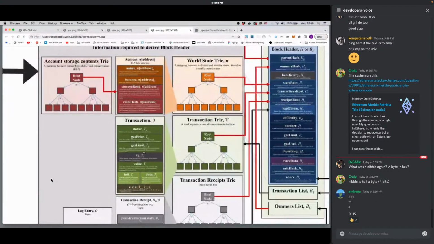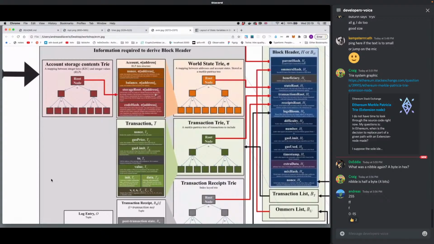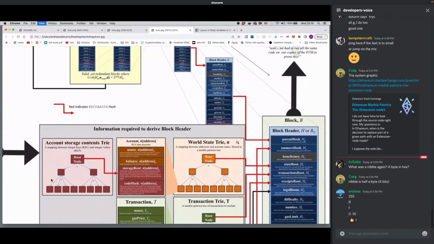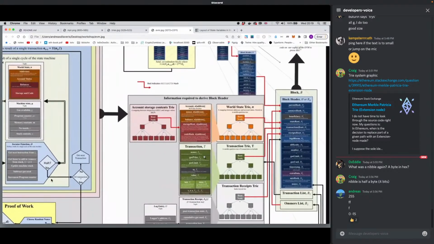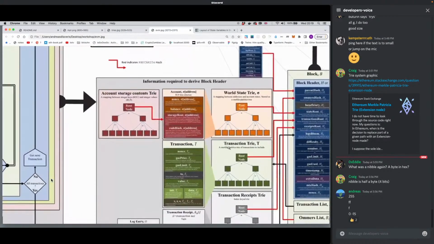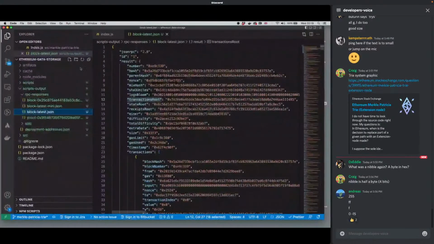I haven't done it yet, but if you go off and do your own reading about this stuff, you'll encounter this really good diagram that shows you the whole process of the EVM and how it works. As far as we're concerned, we're not going to touch any of this, but you can see there's a lot of information here about the state tree, the transaction tree, and the values that go into it. As we go on, this diagram will make sense. But this is actually a really good diagram.